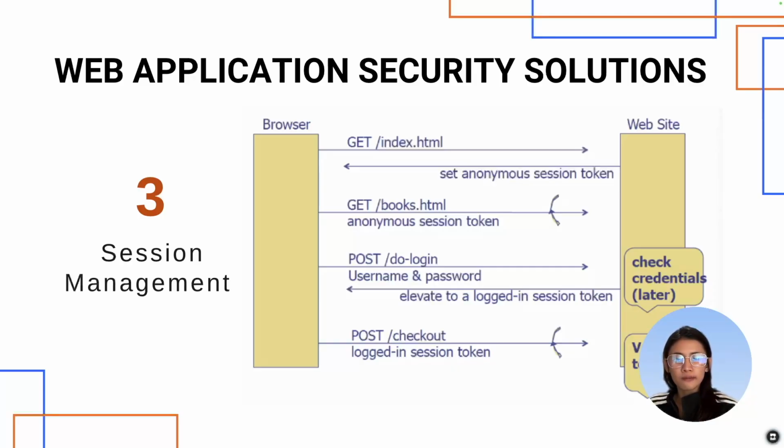So from the not permanent token, it becomes a login session token. So this new token is then used for authenticated actions, such as, for example, checkouts. And then for every request, the server validates the token to ensure that it is valid and that it belongs to the correct user. So the process allows the system to maintain user identity and security across multiple requests.